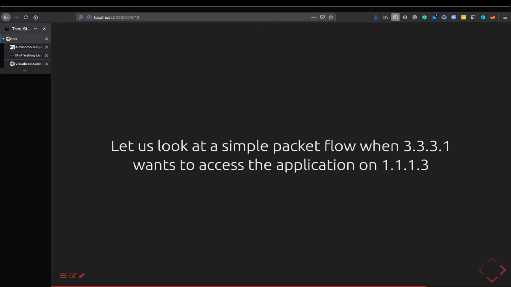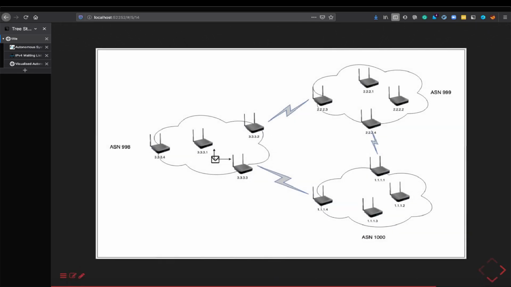What happens when there is a client who's sitting behind 3.3.3.1 and wants to access the application which is on 1.1.1.3? For this example, let us assume ASN 998 is an ISP. ISP is an internet service provider. Let us assume I'm using BSNL or AT&T or some internet provider, and basically I'm present behind this 3.3.3.1. What these ISPs do is they associate one IP address to multiple users, right?